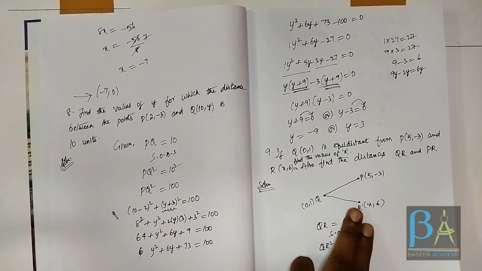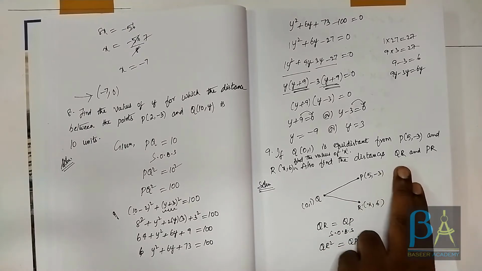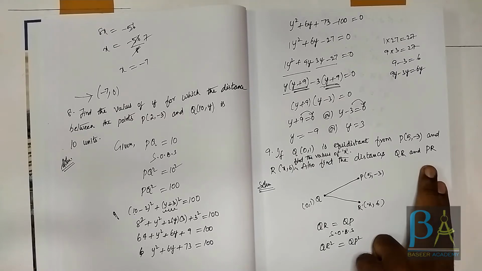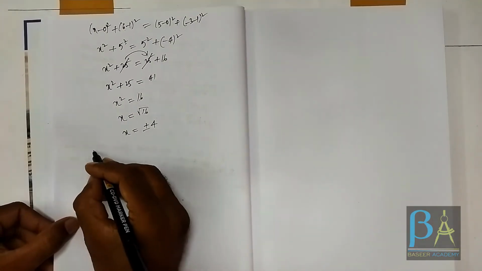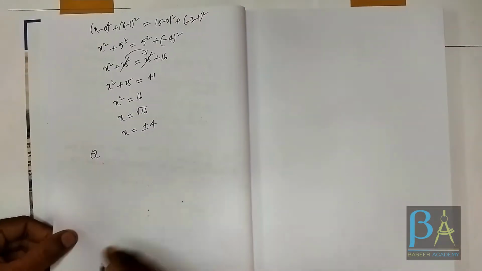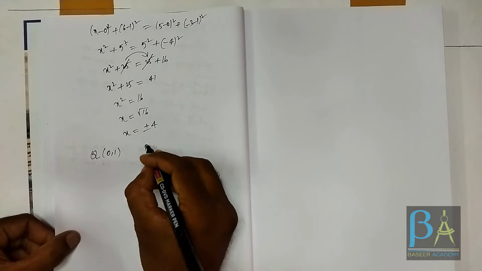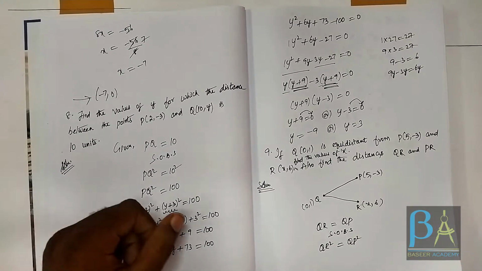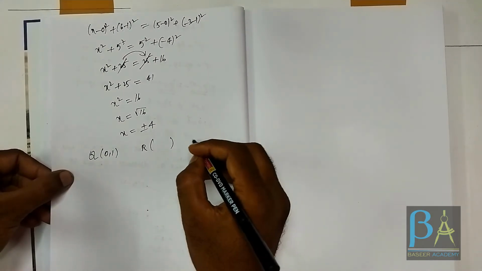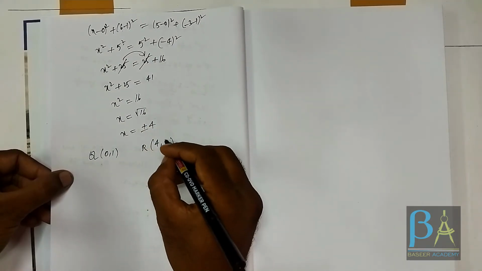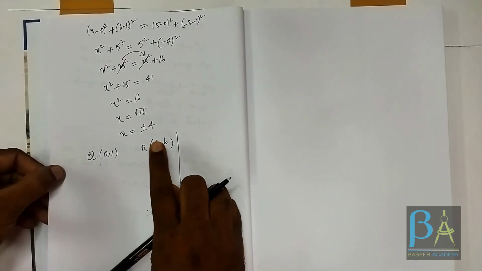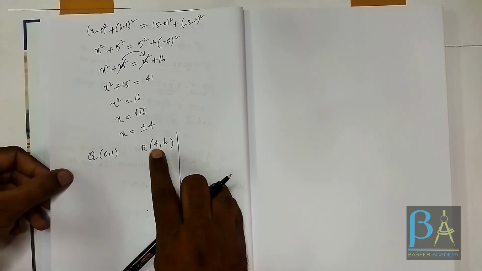Now what are we supposed to find out? We are supposed to find out the distance QR and the distance PR. Let us find out the distance QR. What is Q here? Q is (0, 1), and then what is R here? R is (x, 6). In place of x, I'm going to write plus 4 the first time, and then in place of x, you can write minus 4 the next time. Okay.